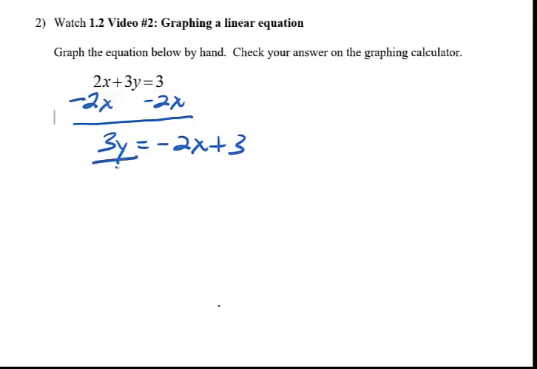Then I'll divide both sides by 3. On the left, I do have a y by itself. On the right, to finish it off, I'll just need to distribute this denominator of 3 into both parts. And so that gives me negative 2/3 x plus 1. 3 divided by 3 is 1.